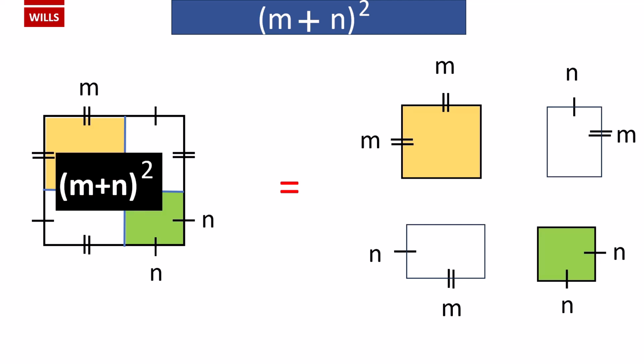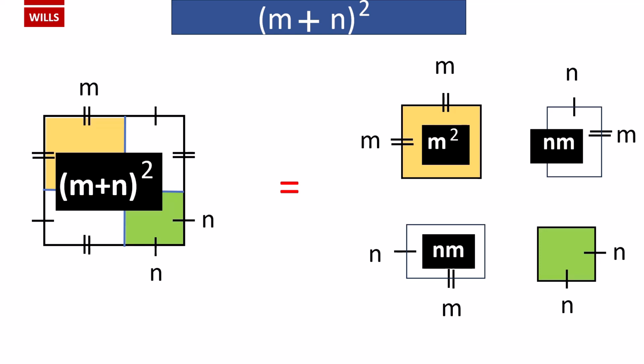So the area of the bigger shape is still m plus n all squared. Now let's find the area of each of the single shapes that come together to form the bigger shape. M squared, because the length is m, for figure 1. N times m, because the length is m and the width is n, for figure 2. N times m, because the length is m and the width is n, for figure 3. And then n squared for figure 4, because the length is n.